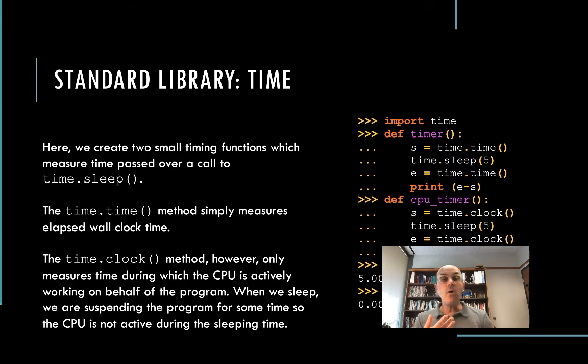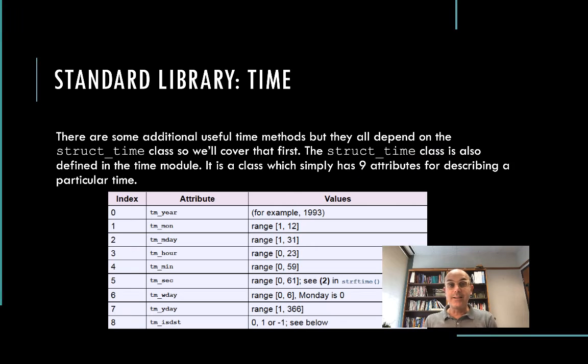So here we are creating two timing functions which measure the process of a call of time. And how did I do that? Import time. I will define the timer. I will define the CPU underscore timer, and I will do a print in order for us to understand what it is.